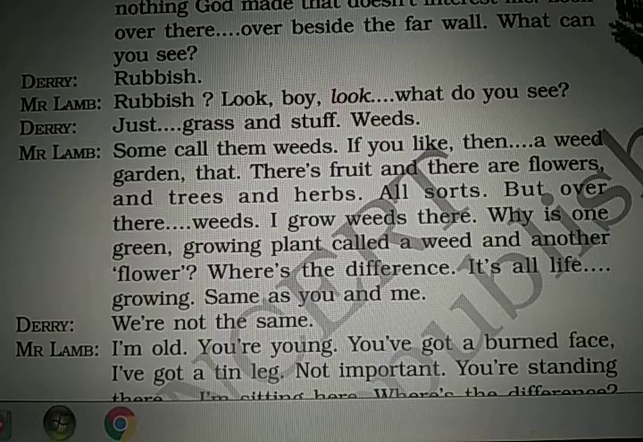This is the question raised by the old man, Mr. Lamb. Why is one green growing plant called a weed and another is called a flower? What is the difference? It is all life, he says, and life is about growing. It does not matter. Same as you and me. It means it is only about life. Everything is the same. Everything is different. How?